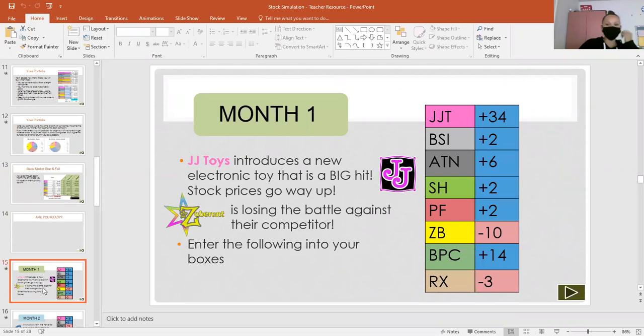Month 1, JJ's Toys introduces a new electronic toy that is a big hit. Stock prices go way up. Zuberant is losing their battle against the competitor. Enter these into your boxes. So now, in that plus or minus, you type plus 34. For BSI, you put plus 2, plus 6, plus 2, plus 2, minus 10. So you're typing all of those in. Just make sure you're in month 1.